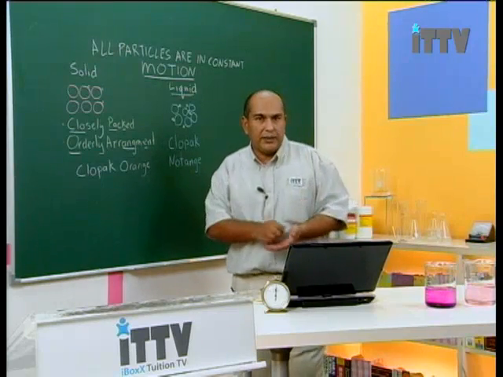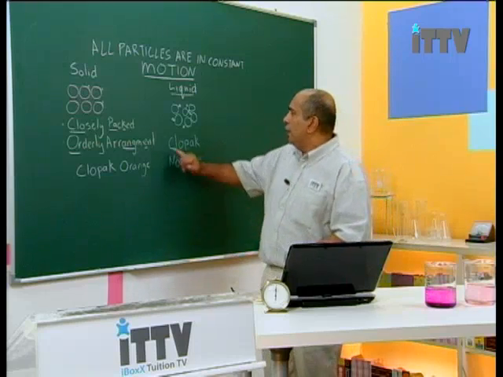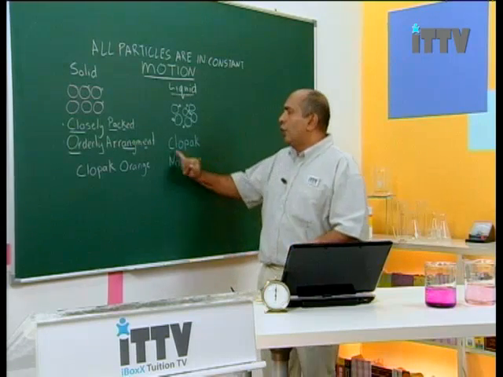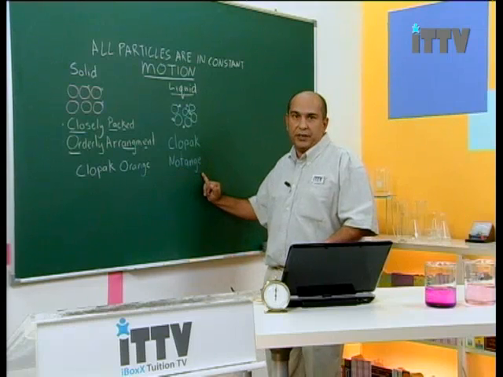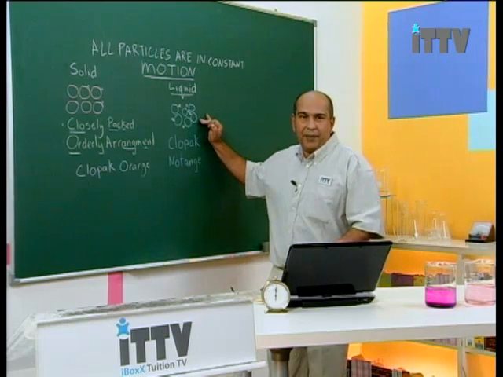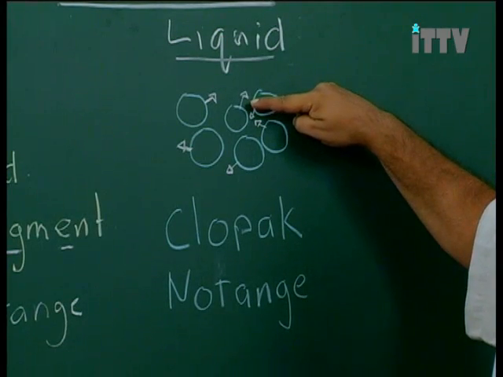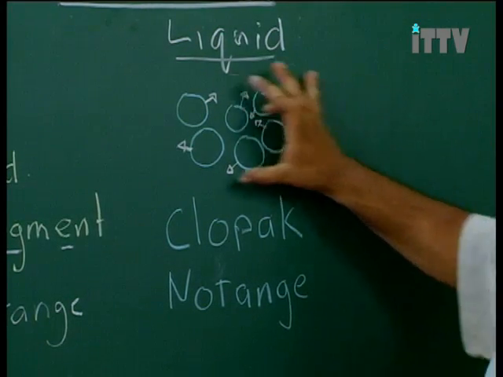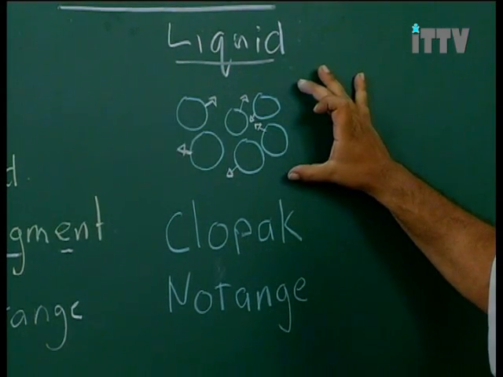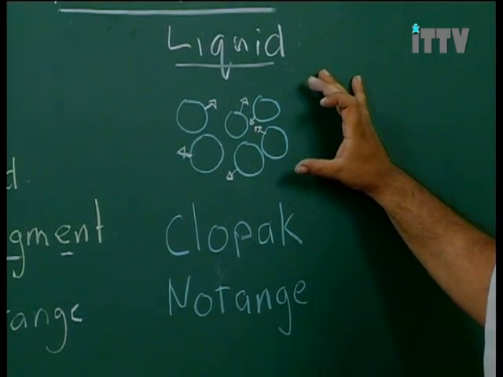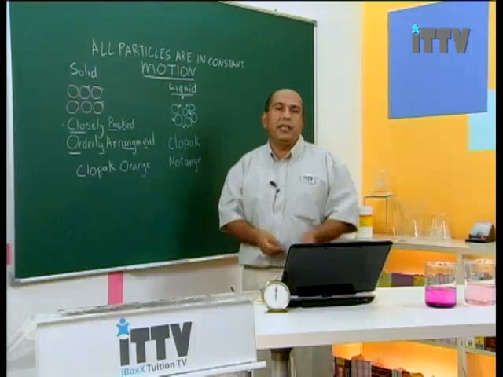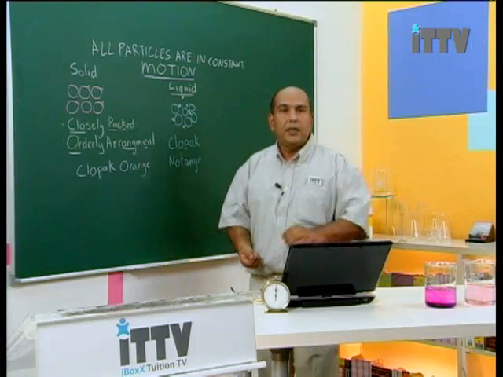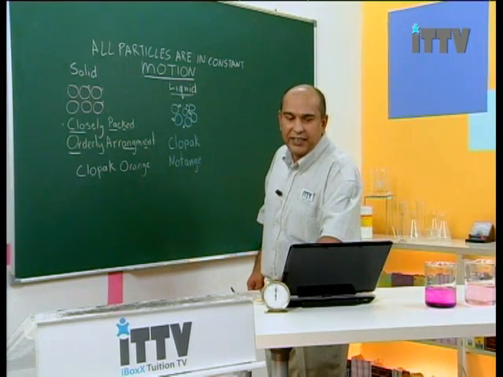So, liquids. Just a quick recap. Clopac orange: closely packed, not orderly arrangement. What are the other key things? Particles can move slowly. No fixed shape. Takes the shape of the container. But they're still close together, cannot be compressed. Now let's move on to the last of our states, which is gas.